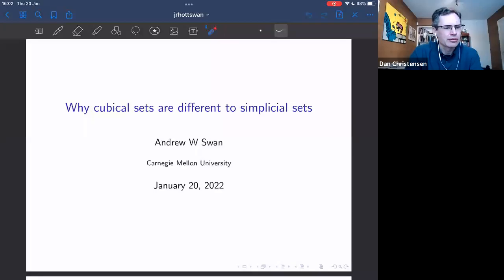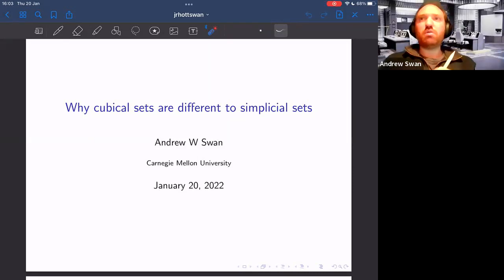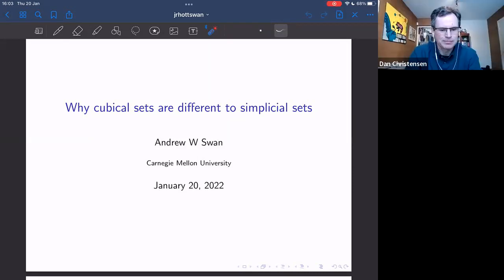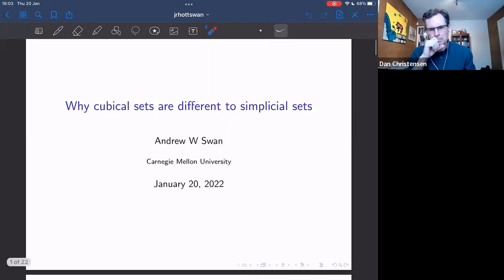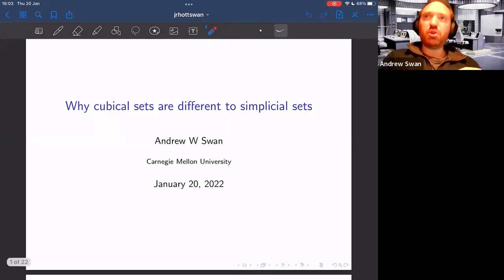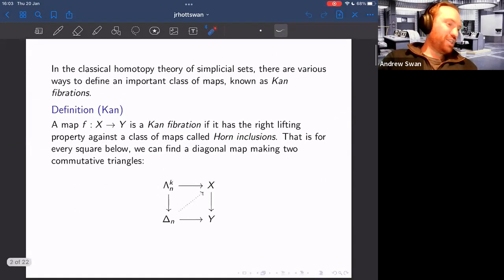Okay, so the first talk today is by Andrew Swan from Carnegie Mellon University, and he will be telling us why cubical sets are different to simplicial sets. Go ahead. Right, okay. So this is about cubical sets and simplicial sets and why they're different.